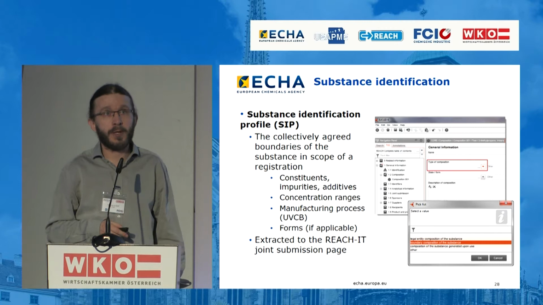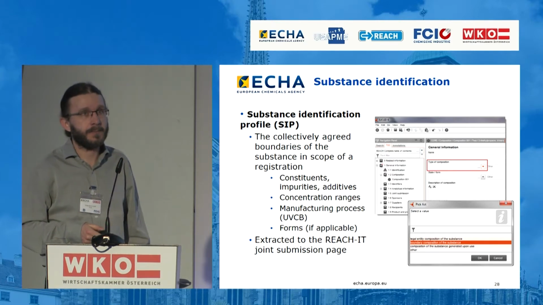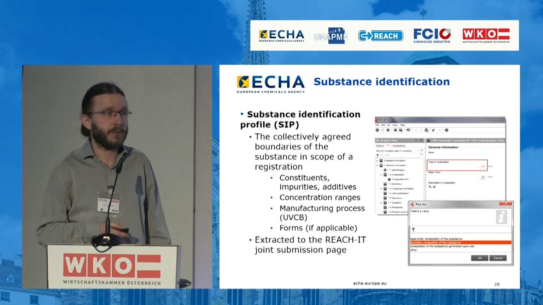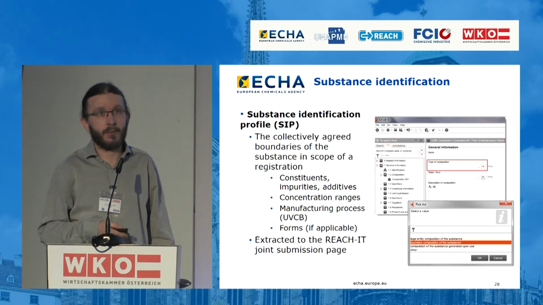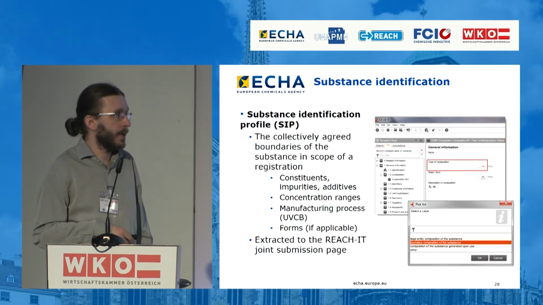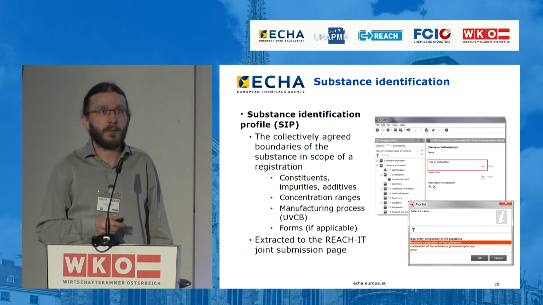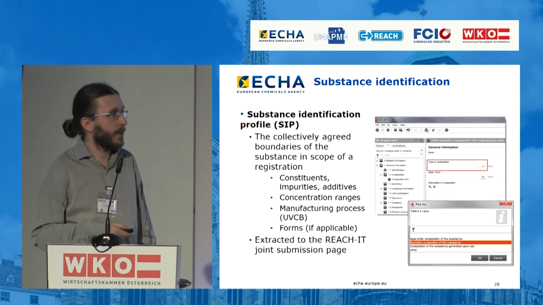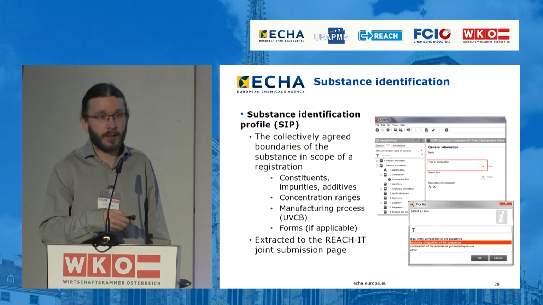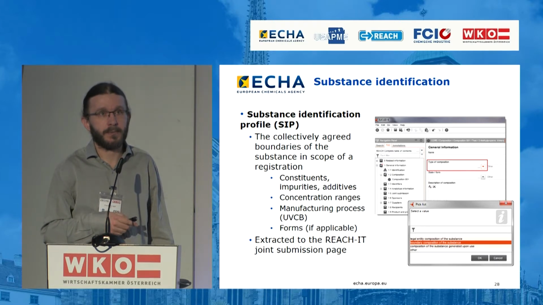So what is the boundary composition, or the substance identification profile, that is provided by the lead? It is there to describe the scope of the registration. So what are, for example, the impurities that are allowed and with which concentration ranges? What are the forms that are covered by the joint submission? Do you cover in your joint submission nanoforms, powder, bulk material? And this is the information that would be extracted to REACH IT and presented to the joint submission page so that all the members can agree on this data.